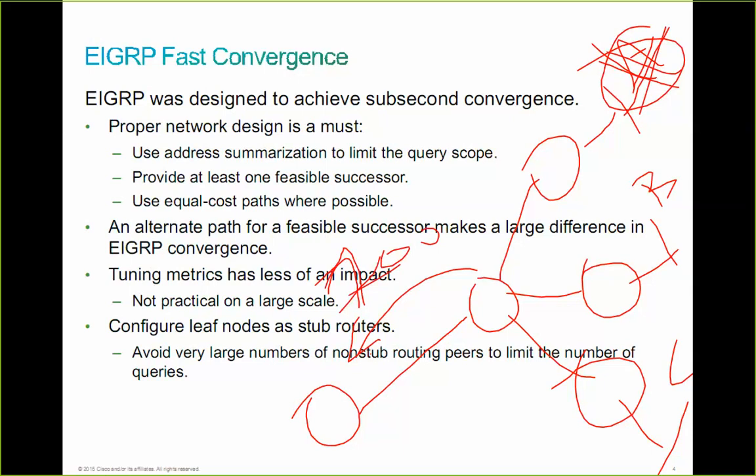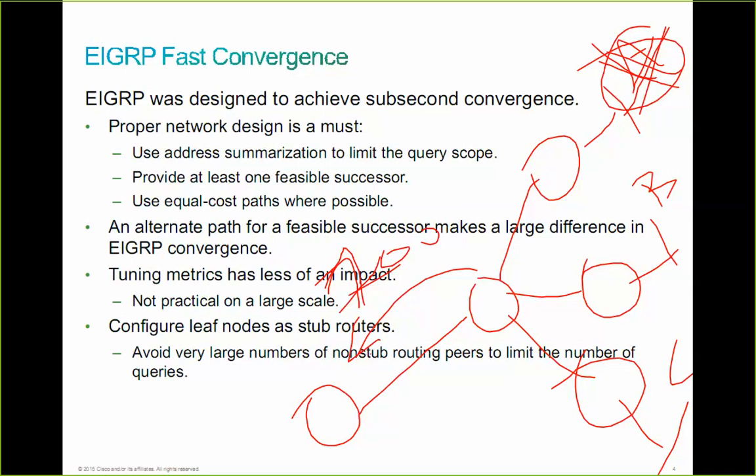Well, we can apply a seed metric by doing route maps and applying some sort of policy-based routing. But I'm telling you that the summary doesn't necessarily change, right?